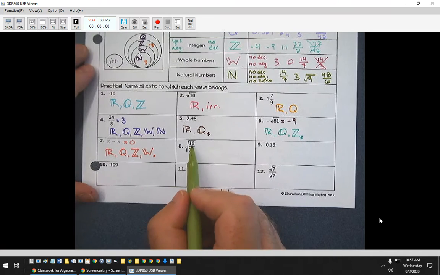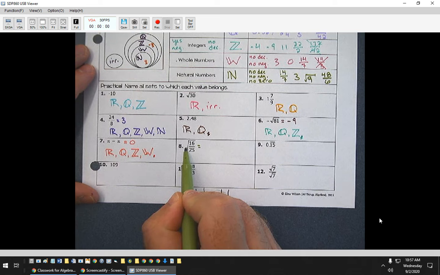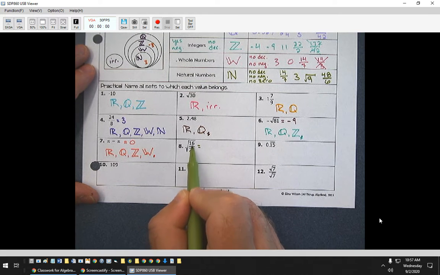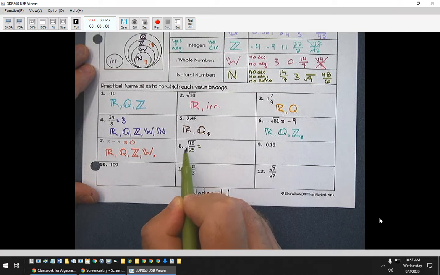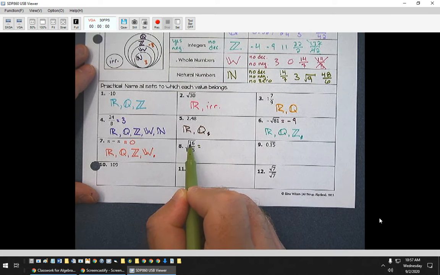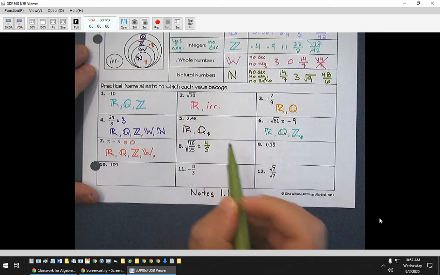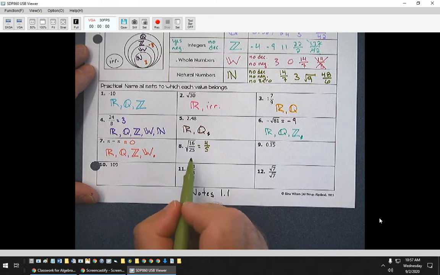Oh boy, let's see if we can clean this up. First of all, can 16 and 25 be cleaned up? No. But we can square root 16 and 25. The square root of 16 is 4. The square root of 25 is 5. So it's a real.